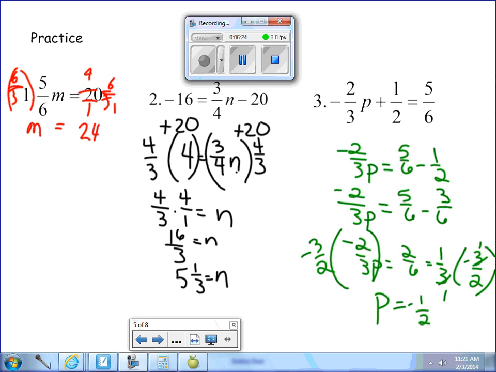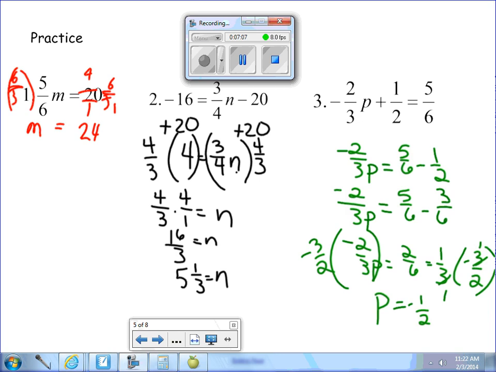On example 2, we added 20 to each side. So negative 16 plus 20 is 4. So we have 4 is equal to 3/4 n. Then we multiplied each side by the multiplicative inverse of 3/4. So we multiplied the left-hand side now by 4 over 3 times 4 is equal to n, which gave us 16 over 3 is equal to n. Simplified to 5 1/3 equals n. So again, we're moving the constant term first and then multiplying each side by the multiplicative inverse.